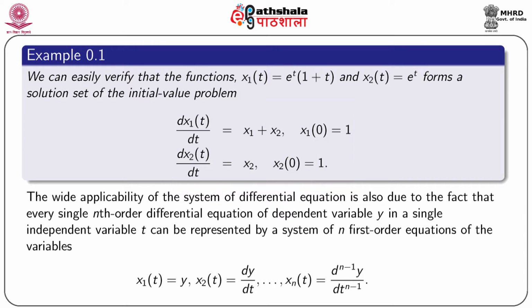Also, if you put t equal to 0 here, this gives you the value 1, which is satisfied by this particular expression. The same thing can be checked for x2: if you differentiate x2(t), it gives you e^t, which is x2(t), and hence it satisfies this differential equation. Also, x2(0), if you substitute t equal to 0 here, gives you e^0, which is 1. Hence it can be easily verified that both x1(t) and x2(t) form the solution set of this initial value problem.